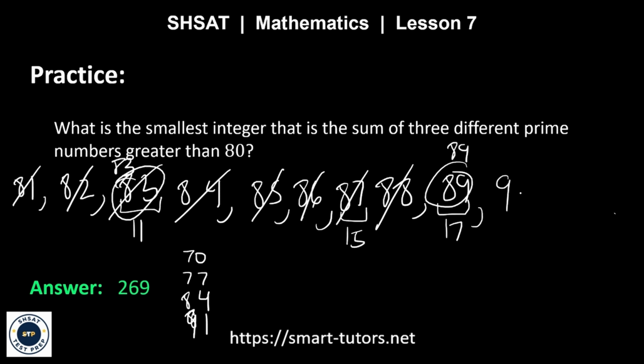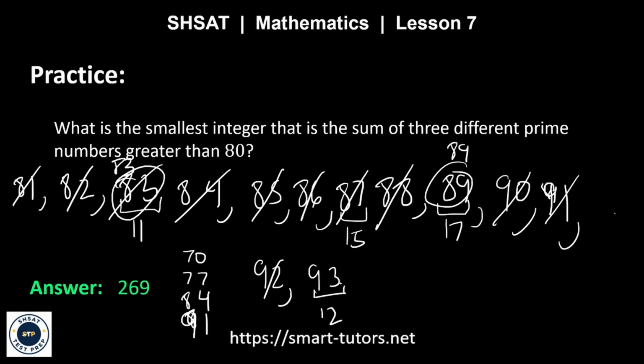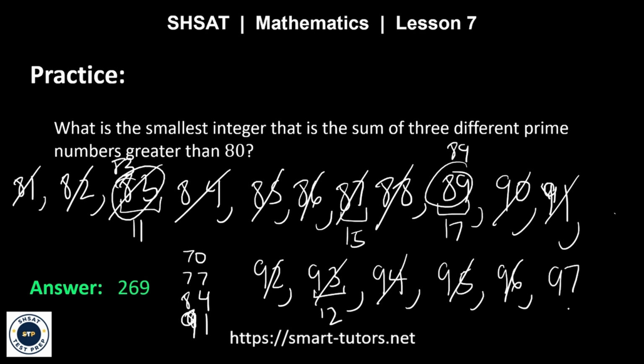You continue on. 90 is even. 91, you want to see if it's divisible by 3 or 7. 91 is a multiple of 7, so this is also not prime. 92 is even. 93, if you add the digits, you get 12, so it is a multiple of 3, not prime. 94 is even, so not prime. 95 is a multiple of 5. 96 is even. 97, you check, you get 16 if you add the digits, not a multiple of 3.